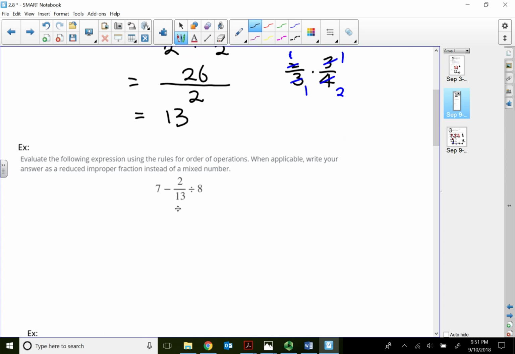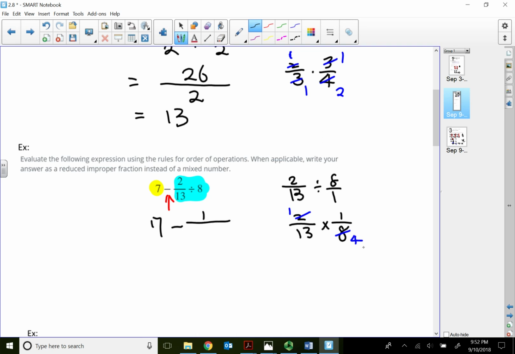Very similar problem. Here is a subtraction sign outside the parentheses, separating the two terms. My first term remains 7, there's no operation. My second term is 2 over 13 divided by 8, so let's do that on the side here. 2 over 13 divided by 8 means divided by 8 over 1. Division of a fraction means times the reciprocal, 1 over 8. Once that becomes multiplication of fractions, I take my top and reduce with the bottom. So that will give me 7, still 7. First term minus 1 over, let's see, 13 times 4.